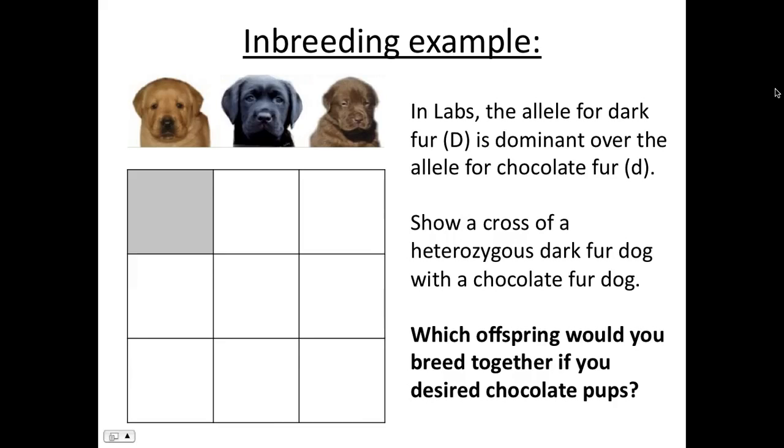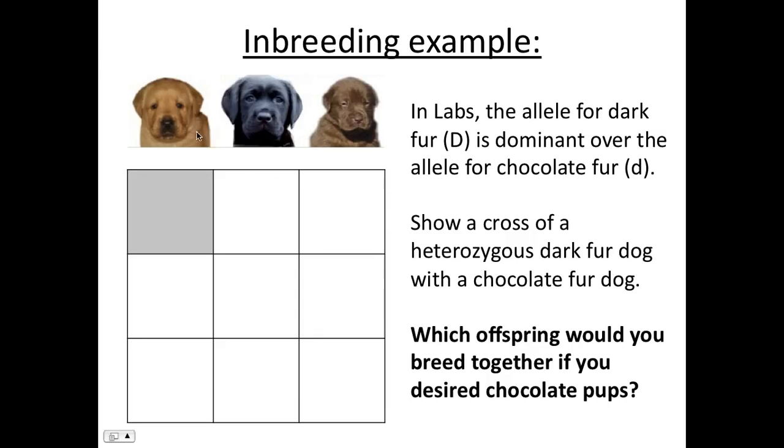And we can actually apply what we know about Punnett squares and inheritance to dissect an inbreeding example. So we're talking about labs here. They come in a variety of colors. They come in, I'm totally forgetting what this one is called, golden lab, maybe? Then a dark fur lab, and then a chocolate lab, shown here. And so this problem says in labs, the allele for dark fur, capital D, is dominant over the allele for chocolate fur, lowercase d. Show a cross of a heterozygous dark fur dog with a chocolate fur dog.